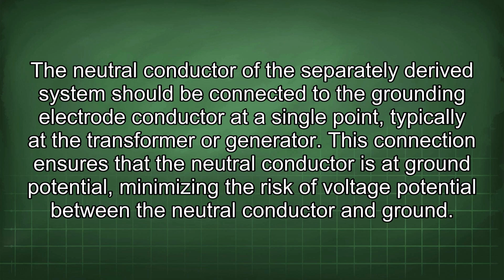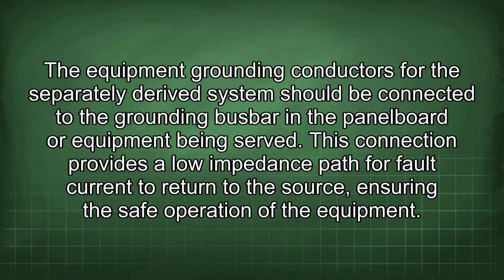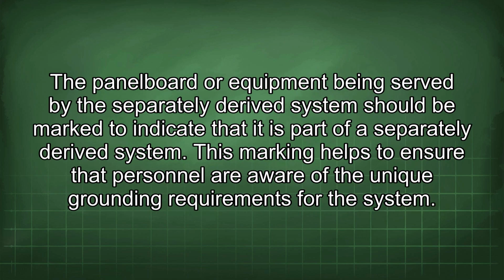This connection ensures that the neutral conductor is at ground potential, minimizing the risk of voltage potential between the neutral conductor and ground. The equipment grounding conductors for the separately derived system should be connected to the grounding busbar in the panel board or equipment being served. This connection provides a low impedance path for fault current to return to the source, ensuring the safe operation of the equipment. The panel board or equipment being served by the separately derived system should be marked to indicate that it is part of a separately derived system.